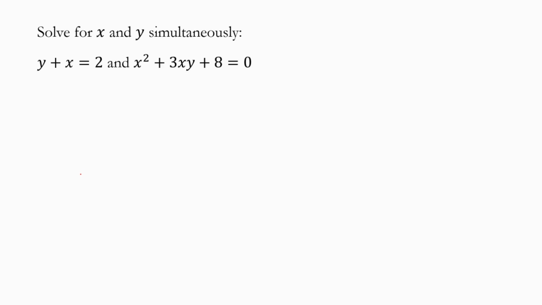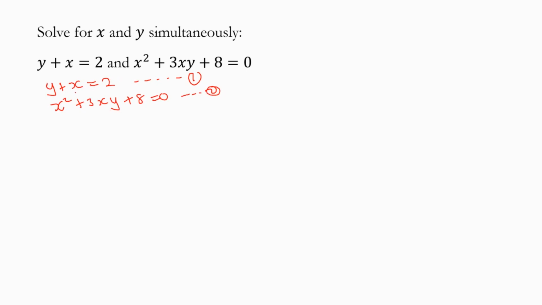Smart mathematicians, let's do question 1.2. So we have our two equations, solve for x and y simultaneously. Equation 1 is y plus x is equal to 2, and equation 2 is x squared plus 3xy plus 8 is equal to 0. We can isolate y, or we can isolate x here.